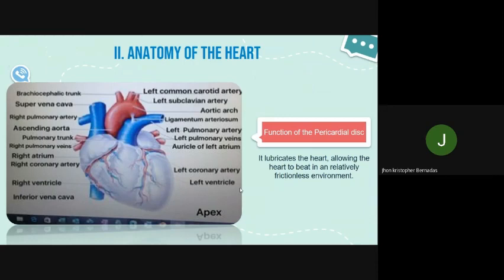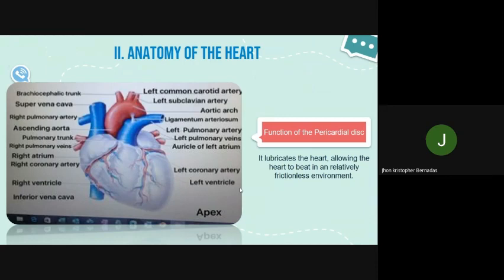Now we have the right pulmonary artery. Next, we have the ascending aorta. Below it, we have the pulmonary trunk. Next, we have the right pulmonary veins and right atrium. Below it, we have the right coronary artery. Next, we have the right ventricle. And next, we have the inferior vena cava.